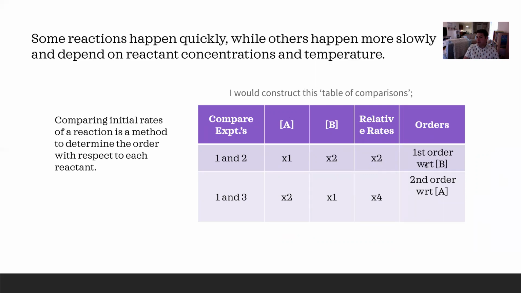So it's first order with respect to concentration of B, right? Doubled, doubled. In trials 1 and 3, B stayed the same, that's the times 1. A was doubled, the rates were quadrupled. All right, so second order with respect to A. Same information, just something that may be helpful in explaining this if you are faced with a question where you are coming up with the rate order, where you are using this method of initial rates.